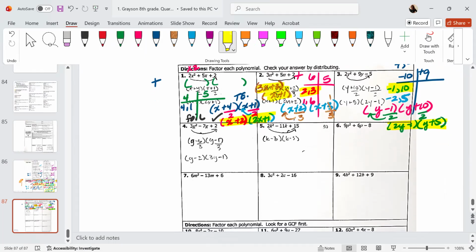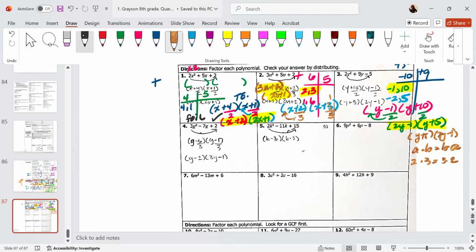It's the same thing that you have. I mean, it's the commutative property, right? 2y minus 1 times y plus 5 is the same thing as y plus 5 times 2y minus 1. It's like a times b is the same thing as b times a. 2 times 3 is the same thing as 3 times 2.